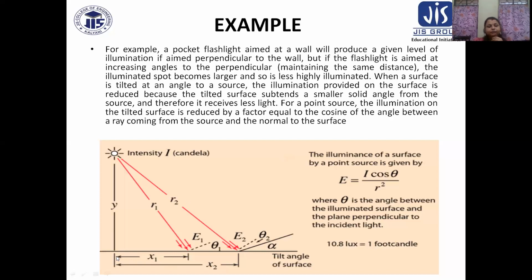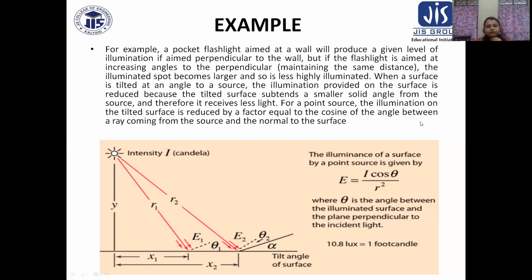That means if the surface area is small here, then the illumination level is more. But here the surface area is more, so the illumination level is less. And in case of E2, that means in E2 the illumination level is less than E1, because the surface area is more than E1.